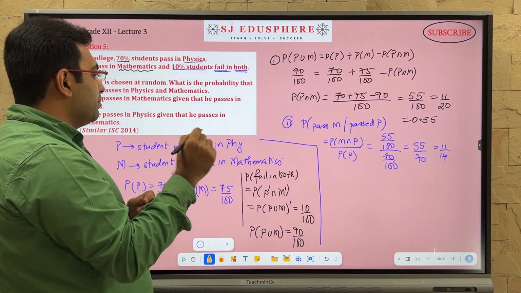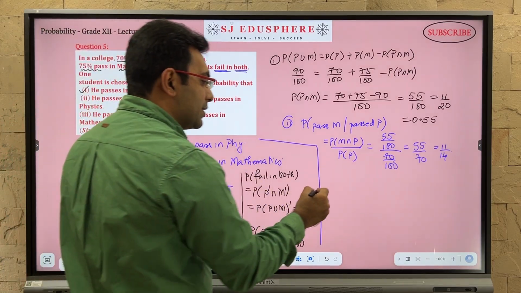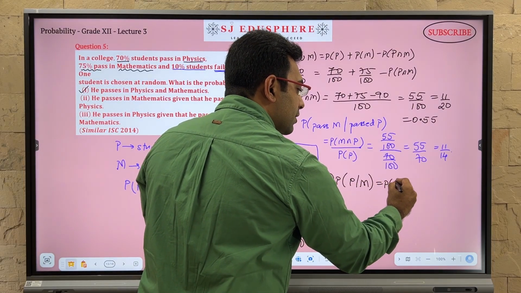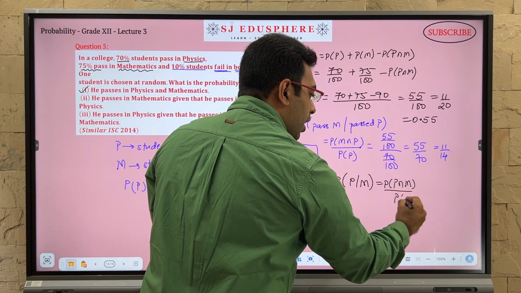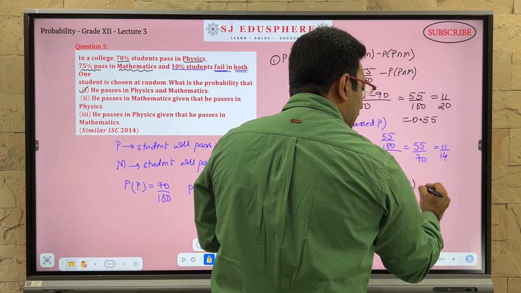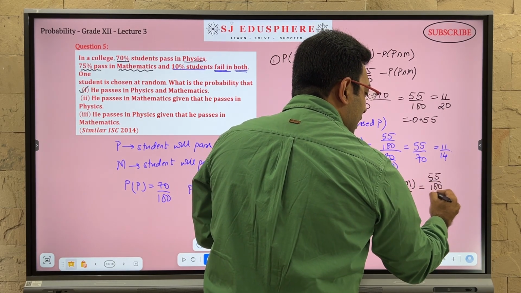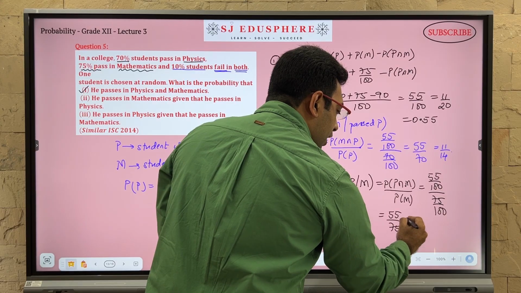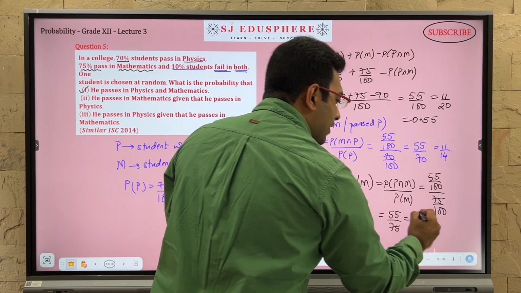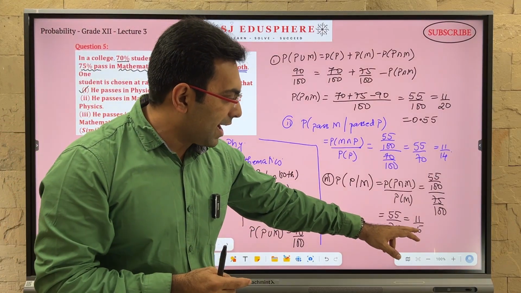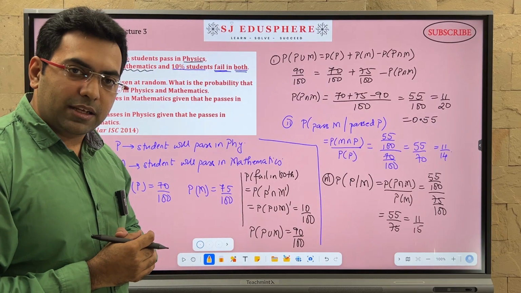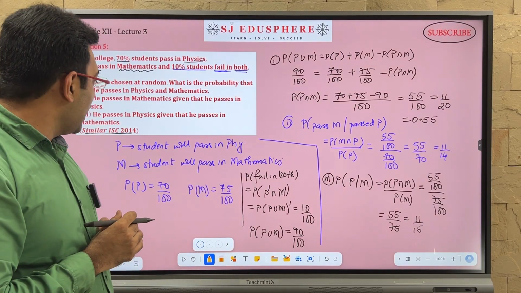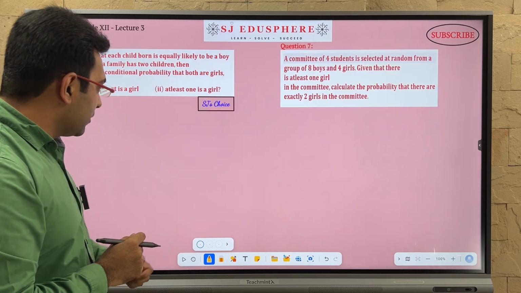Next one, the student will pass in physics given that he has passed in maths. Pass in physics given that he has passed in maths is P intersection M upon M, which I know P intersection M again is 55 by 100 upon 75 by 100, which is 55 upon 75, is 11 by 15. For every 15 students passing in maths, 11 will pass in physics. Please understand, a similar question was asked in the 2014 ISC paper. Let's look at the next part.